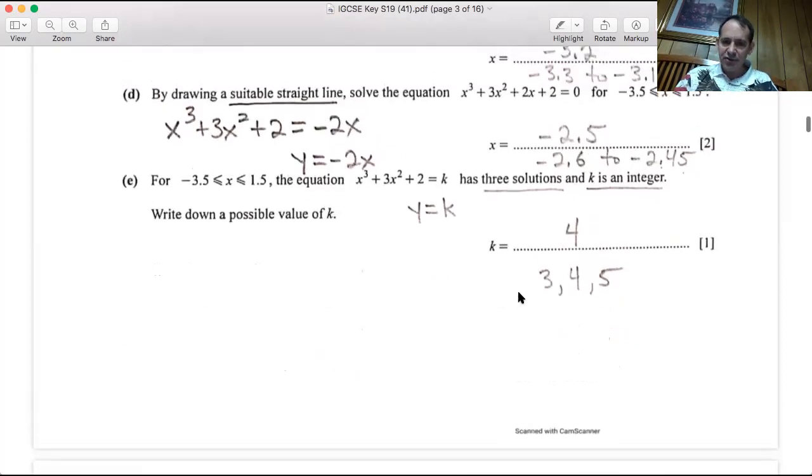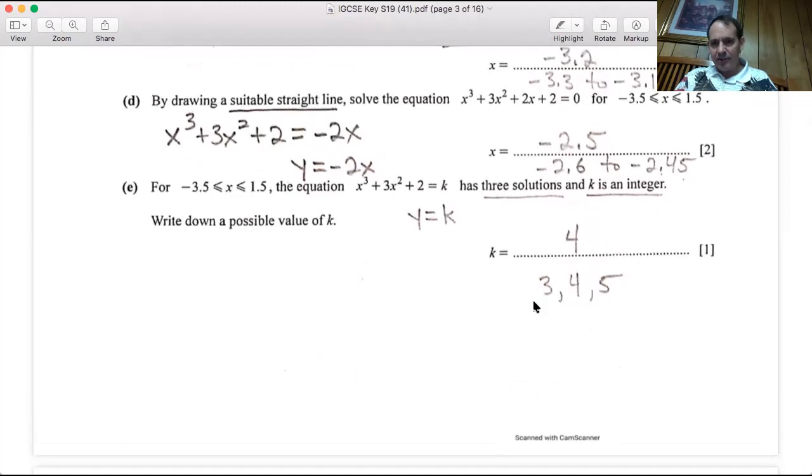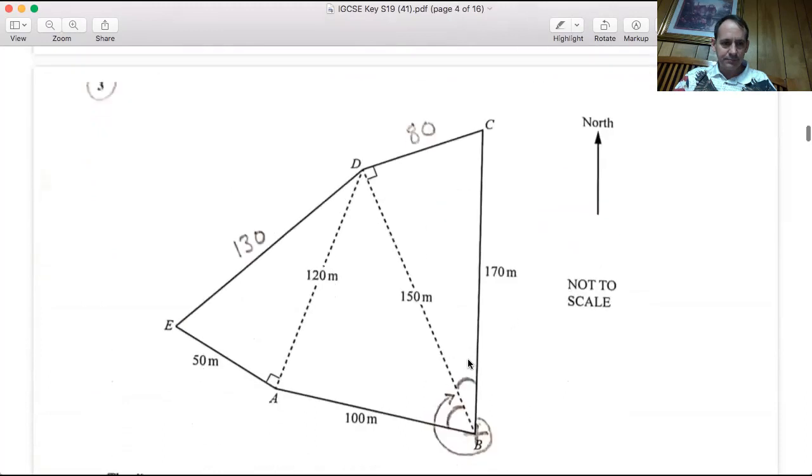So notice that 2 and 6 would put you into the 2 intersecting points and not 3. So any one of those 3 numbers would work, but you need to understand what it means for it to equal a constant. It means y equals a constant, which is a horizontal line. Which horizontal line that is an integer gives you 3 solutions or 3 intersecting points with the original graph.